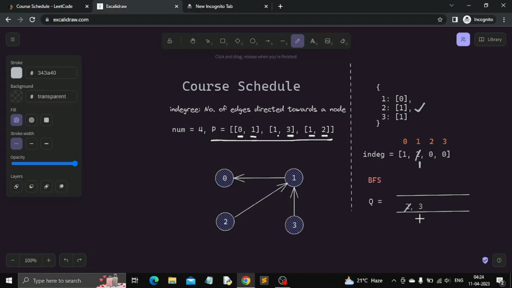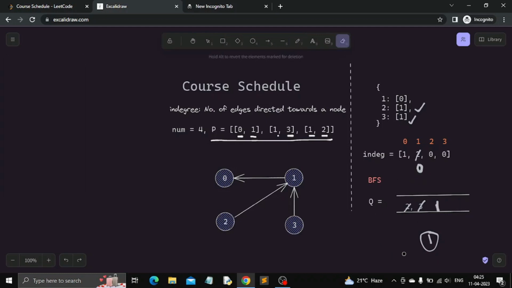Now we will pop the next course from our queue. So now we have course 3. Again we will iterate through the neighbors of course 3. Course 3 again has only one neighbor, which is course 1. So it means that now we have completed course 3. The in degree of the neighbors of course 3 should be reduced by 1, right? So we are going to reduce the in degree of course 1. Since the in degree of course 1 has become 0, it means that now this course is not dependent on any other course. That's why we are going to push it in our queue.